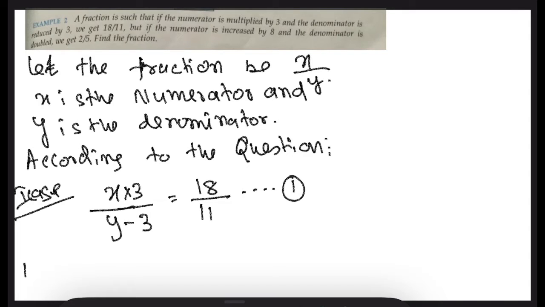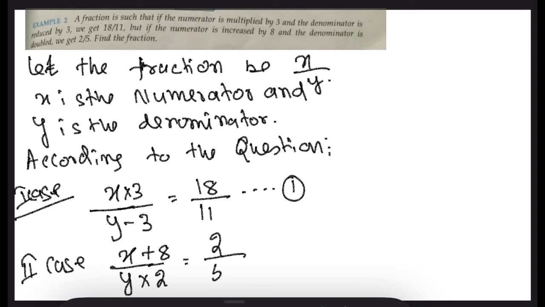What is given in the second case? Our numerator is x, denominator is y. If the numerator is increased by 8, increase means plus 8, and the denominator is doubled, doubled means multiplied by 2, then the fraction will become 2 upon 5. This is our second equation.